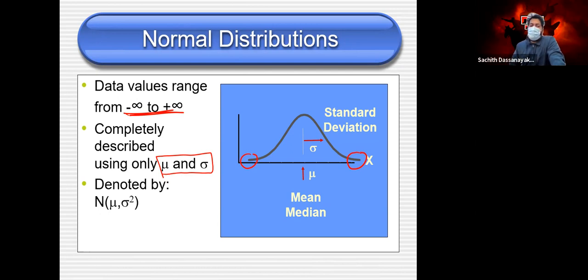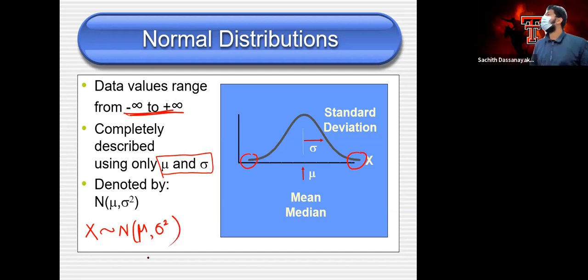Once you need to denote a normal distribution, simply you denote what your variable is. Let's say capital X. X has a normal distribution, capital N. What are the parameters? Mean mu and variance sigma squared. This is how we denote the normal distribution. So you know what the mean is, and you know what the variance is.